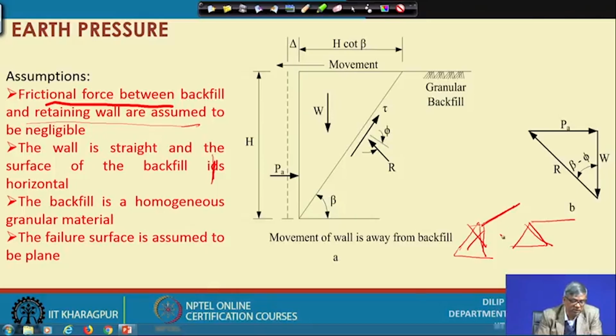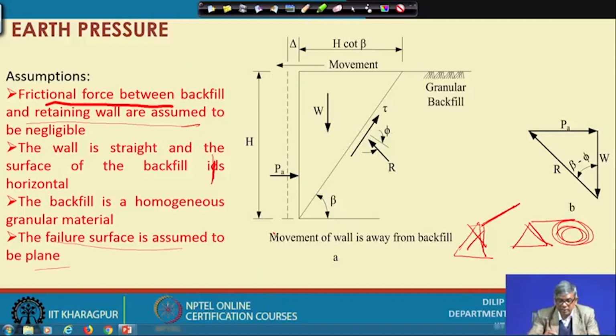The backfill is homogeneous granular material. That means here we have considered granular material. If it is a granular material, only phi will be there, and if it is not a granular soil, then it will have C also. So, if C is there, the calculation everything will be different. We will see later on; right now we are considering only granular and homogeneous material, and the failure surface is assumed to be plane. That means this will be taken as a plane. It is generally little curved in the research you could find, but for approximate calculation we take it straight.